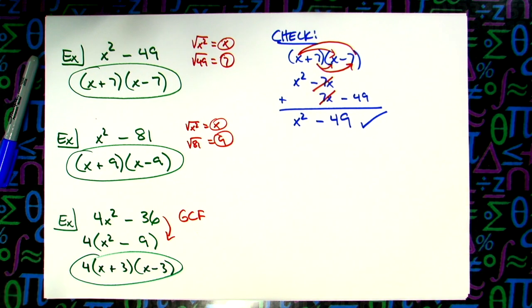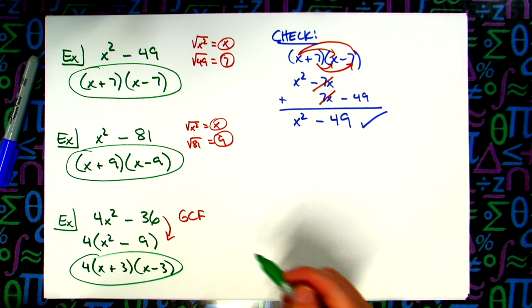So that one was taking out a greatest common factor first, and then doing the difference of two squares. And they're going to expect you to be able to do that. That would be obviously a more challenging one. Okay. All right. Now, are they going to try to trick you sometimes? Yes.